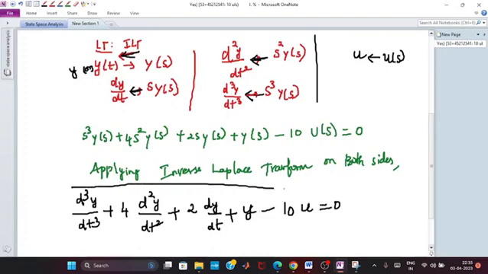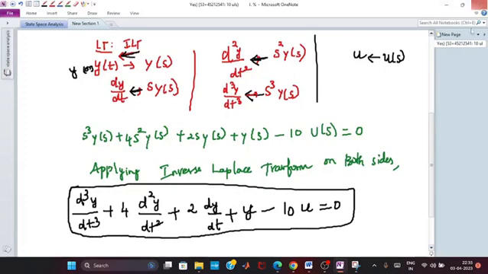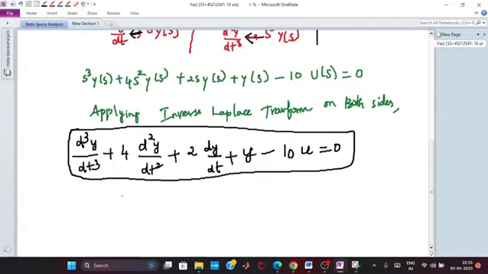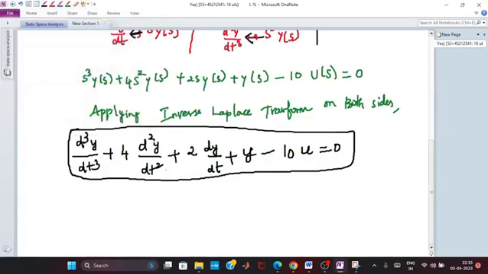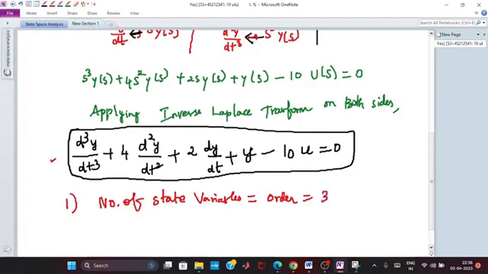Now I have given you the differential equation. From this, can you find the corresponding state model and the corresponding block diagram? I hope so, but anyway, let me do it in a very quick manner. If the differential equation is given, what is the first step? You have to find the number of state variables, which is the order. What is the order of the equation? 3. So the number of state variables is 3, right?